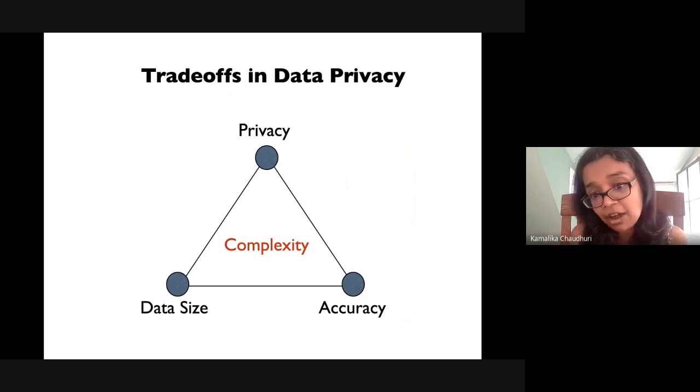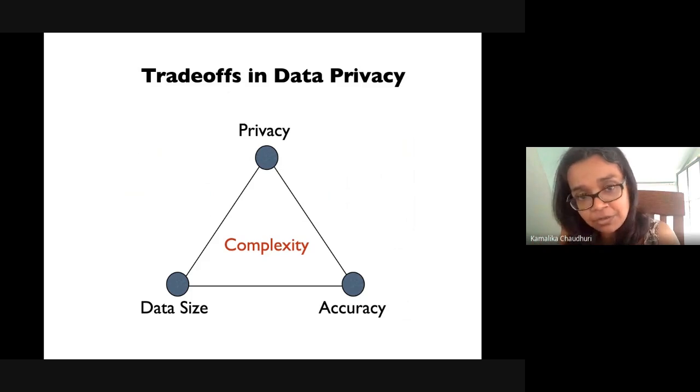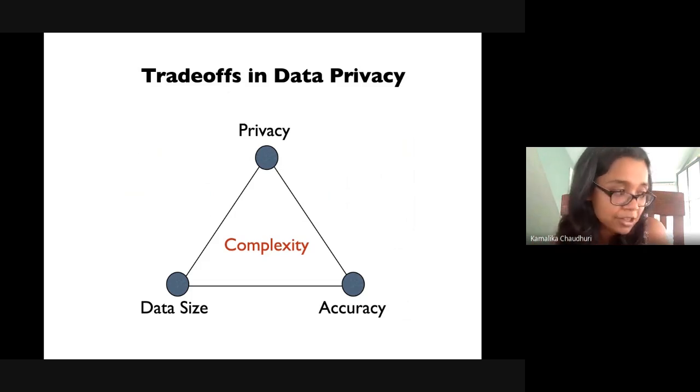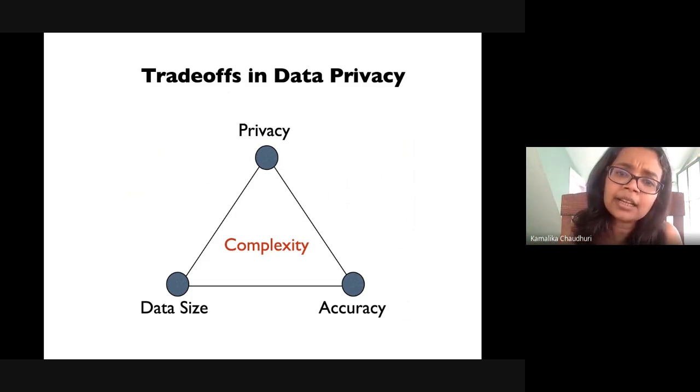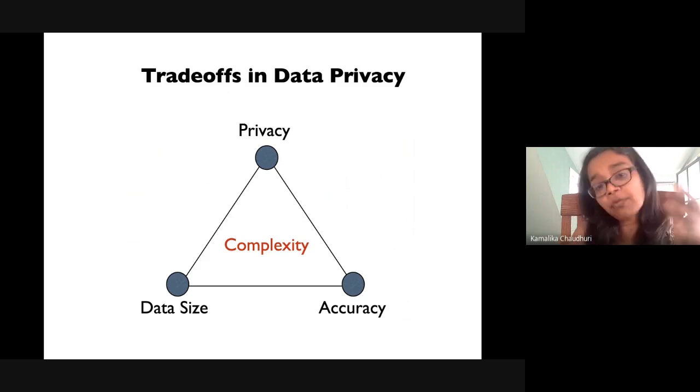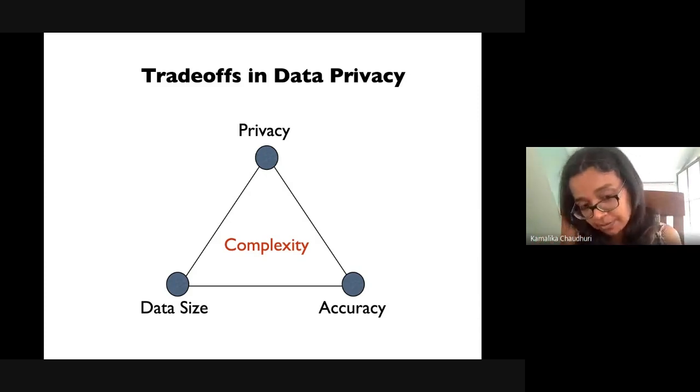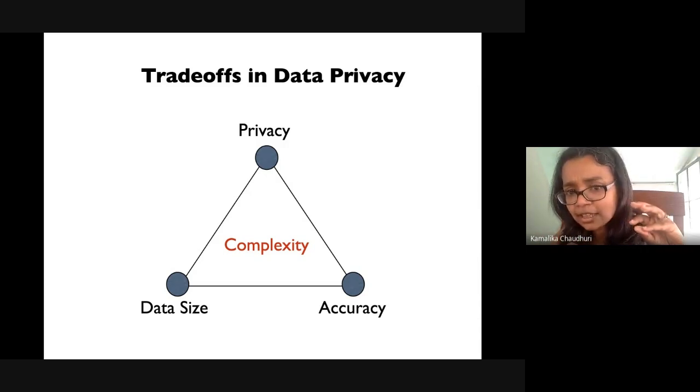Okay? And as you all know, the trade-off in data privacy is that, in general, we see a three-way trade-off. On one side, you have privacy. This is the individual-level privacy. I'm going back to the individual-level privacy. There's a three-way trade-off. On one side is privacy, on the other side is accuracy, and on the third corner of the triangle is data size, or number of people, right?